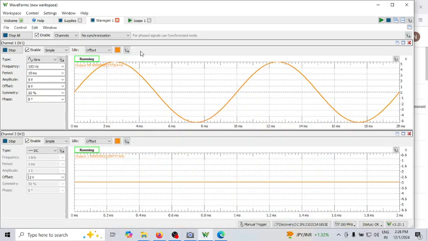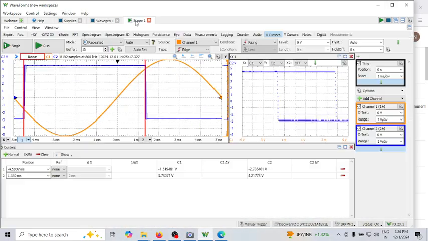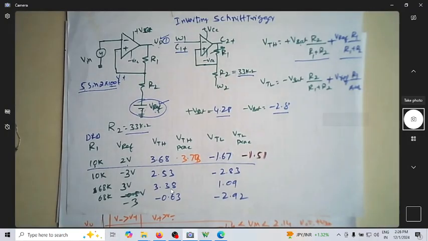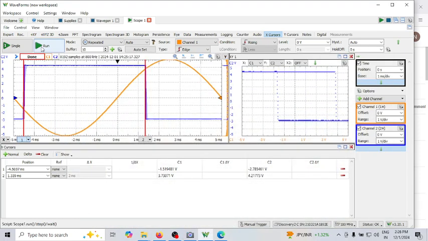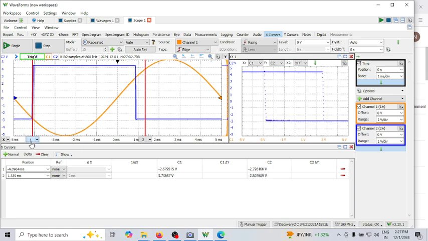So for minus 3, if I run it, I have to get VTH and VTL expected as 2.53 and minus 2.8. Let me run this and then adjust the VTH and VTL. You can see it has changed. Let me adjust this to this transition. This is VTL, this is VTH. Let me stop this and take a single run.